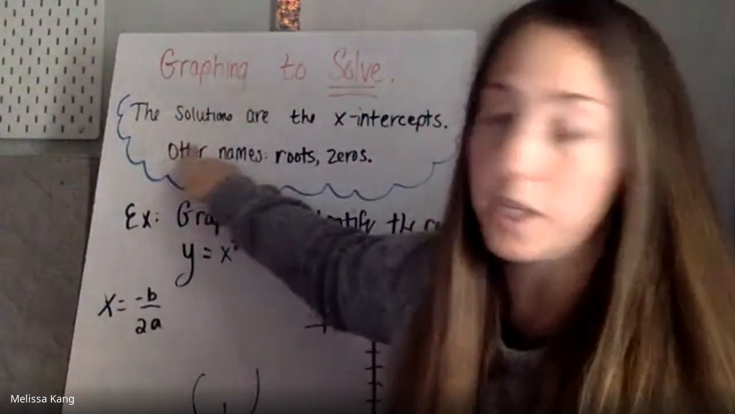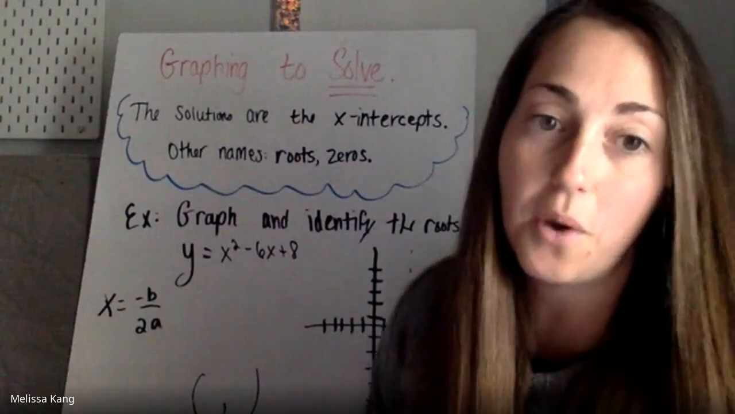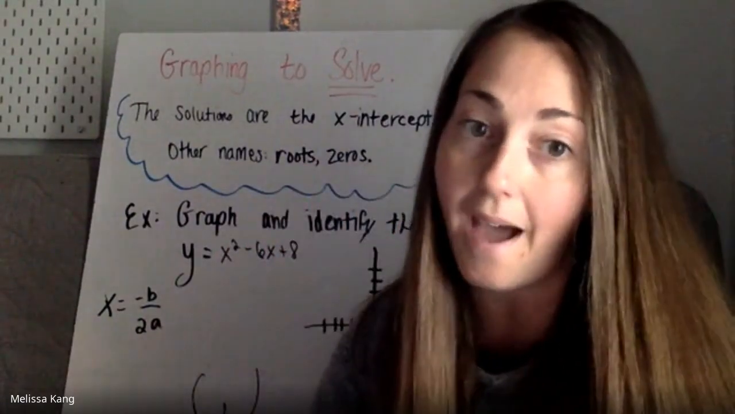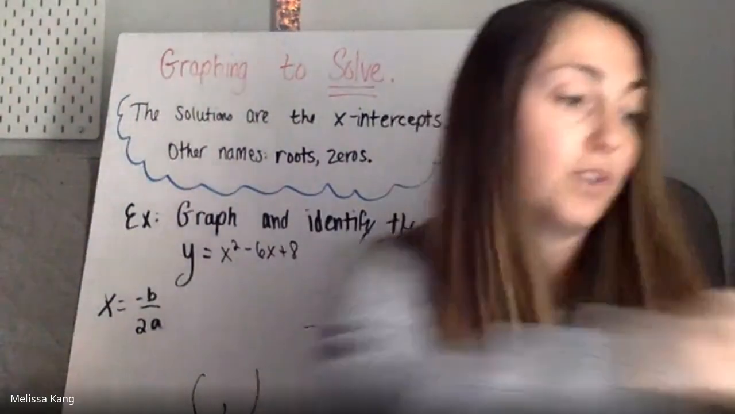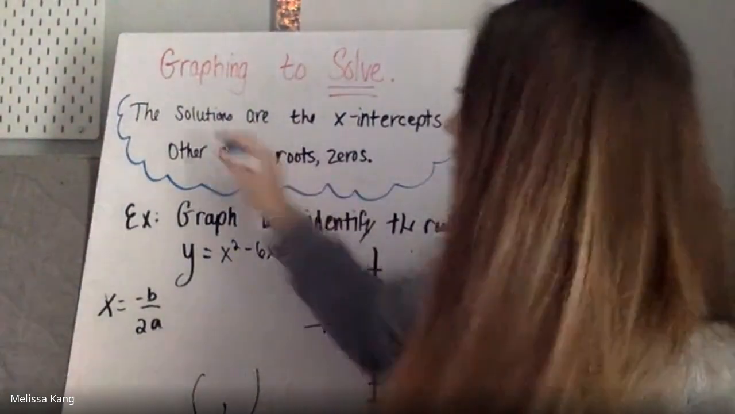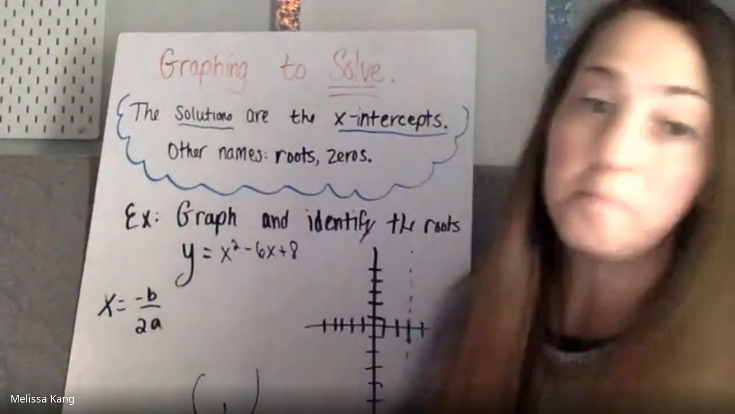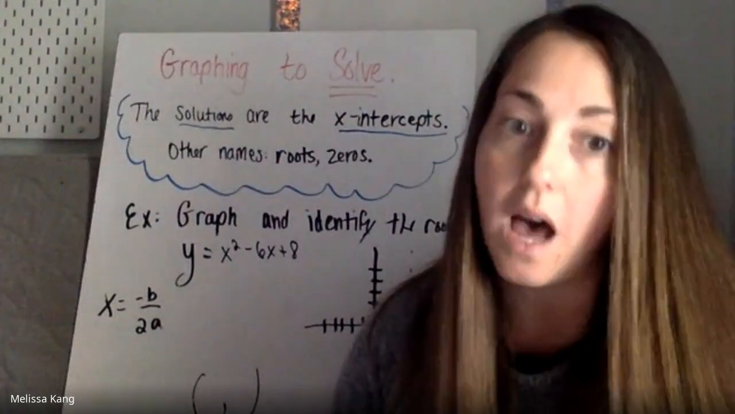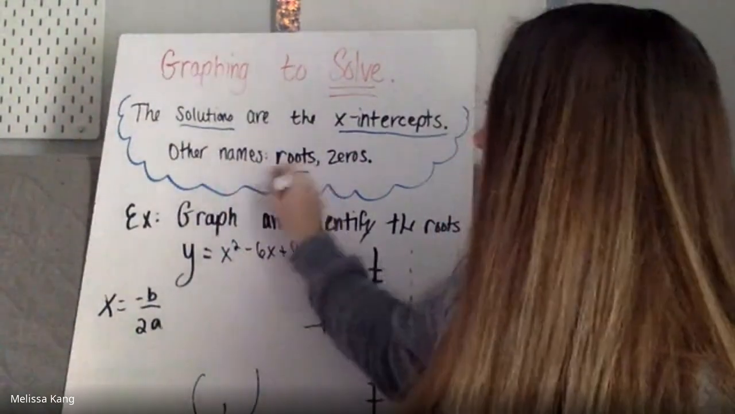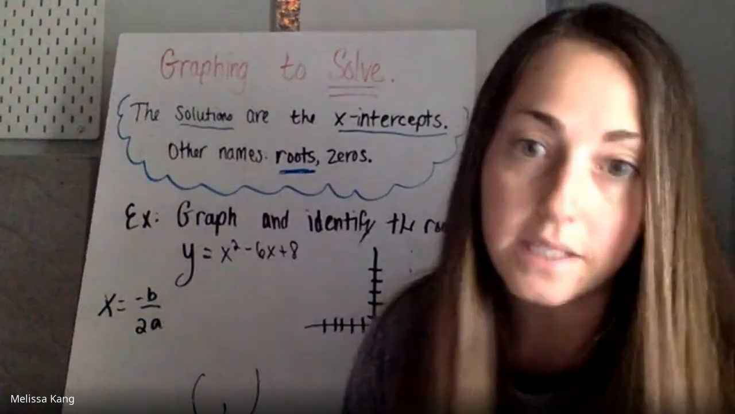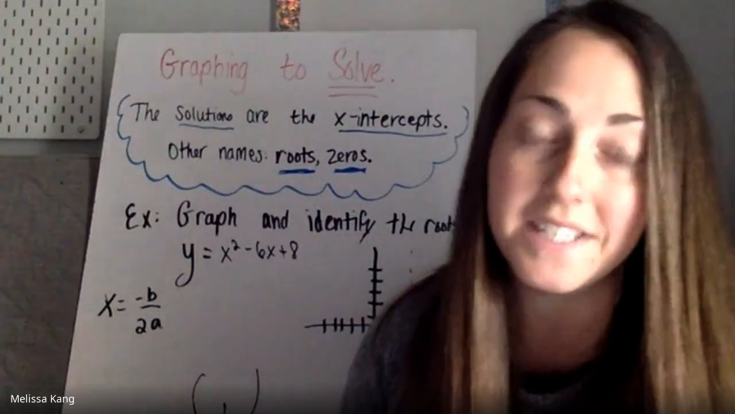The solutions, as you might have learned by now, they're your x-intercepts. So there's 4 ways that you can be asked for the same exact thing. The solutions, if they're looking for that, to find the x-intercepts means the same thing. And then these other names that you're going to see a lot more, they're actually like the most common way to be asked is to find the roots and identify the zeros.